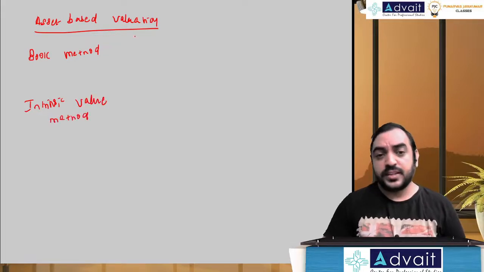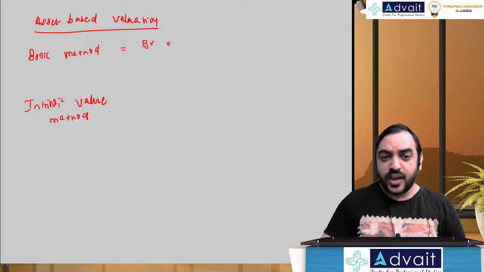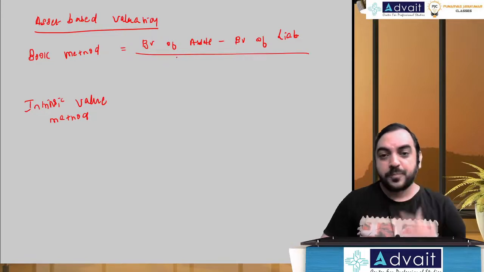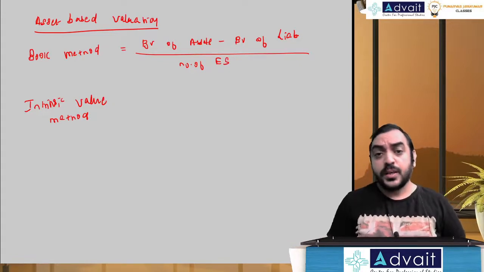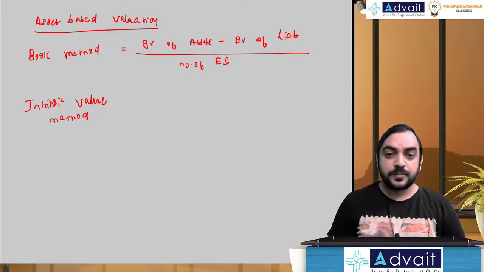What is book value method? Book value method means book value. You are experts in accounts, you know what is shown in the books of accounts. That is book value of assets minus book value of liabilities divided by number of equity shares. Book value of assets, what is shown in the balance sheet, minus book value of liabilities, what is shown in the balance sheet, divided by number of equity shares.